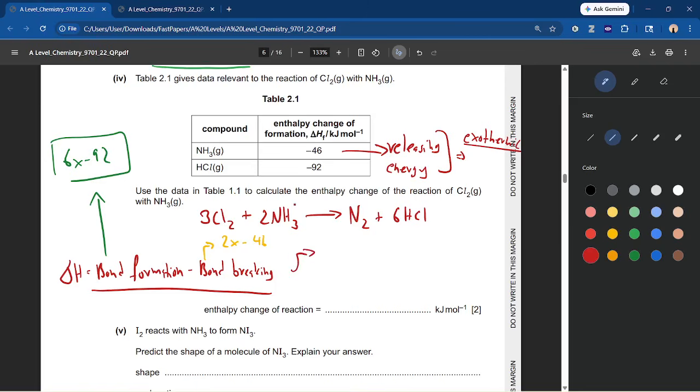So together, your bond formation will be 6 into minus 92, which is minus 552. Minus, and remember, this is still negative, so this will be 2 into minus 46, which is minus 92. So what this actually is, minus 552 plus 92, which comes out to minus 460. So we'll write over here minus 460.